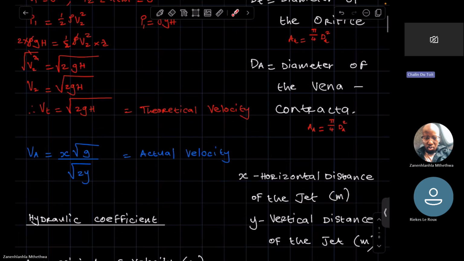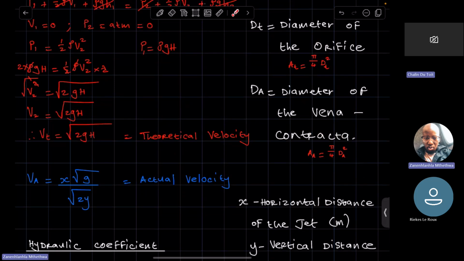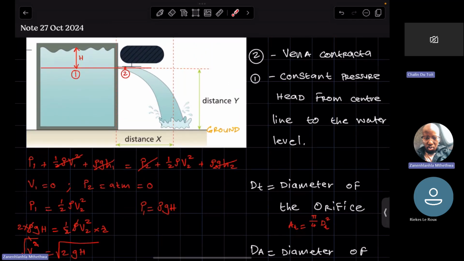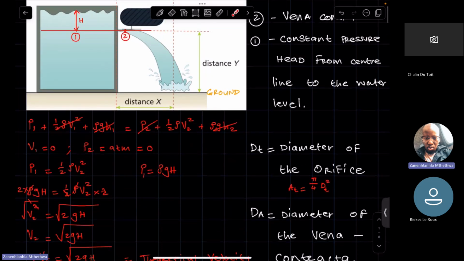Yes, sir. Right. So that is the actual and theoretical velocities, and that is how you calculate them. As far as the theoretical and actual diameters, the actual diameter would be the diameter of the vena contracta. So if you've been given the diameter of the vena contracta, that is the diameter that you take as your actual diameter. Whereas the theoretical diameter we take as the diameter of the orifice. So that's the difference between the two.